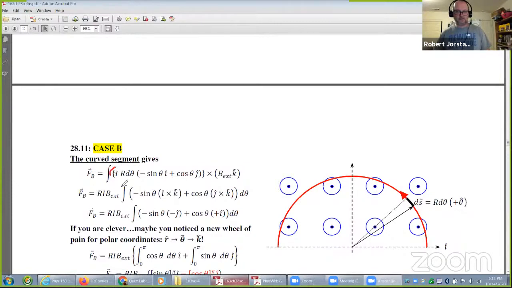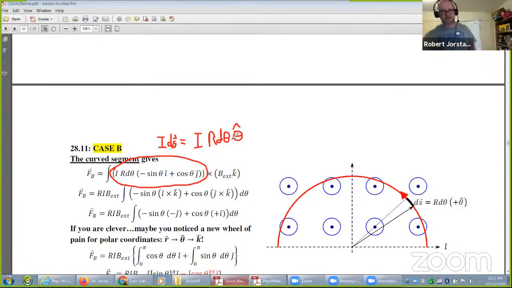This part is just I ds vector, which is equal to I r d theta theta hat. And then I wrote it in Cartesian form because it's a lot easier to do these in Cartesian form. Okay.